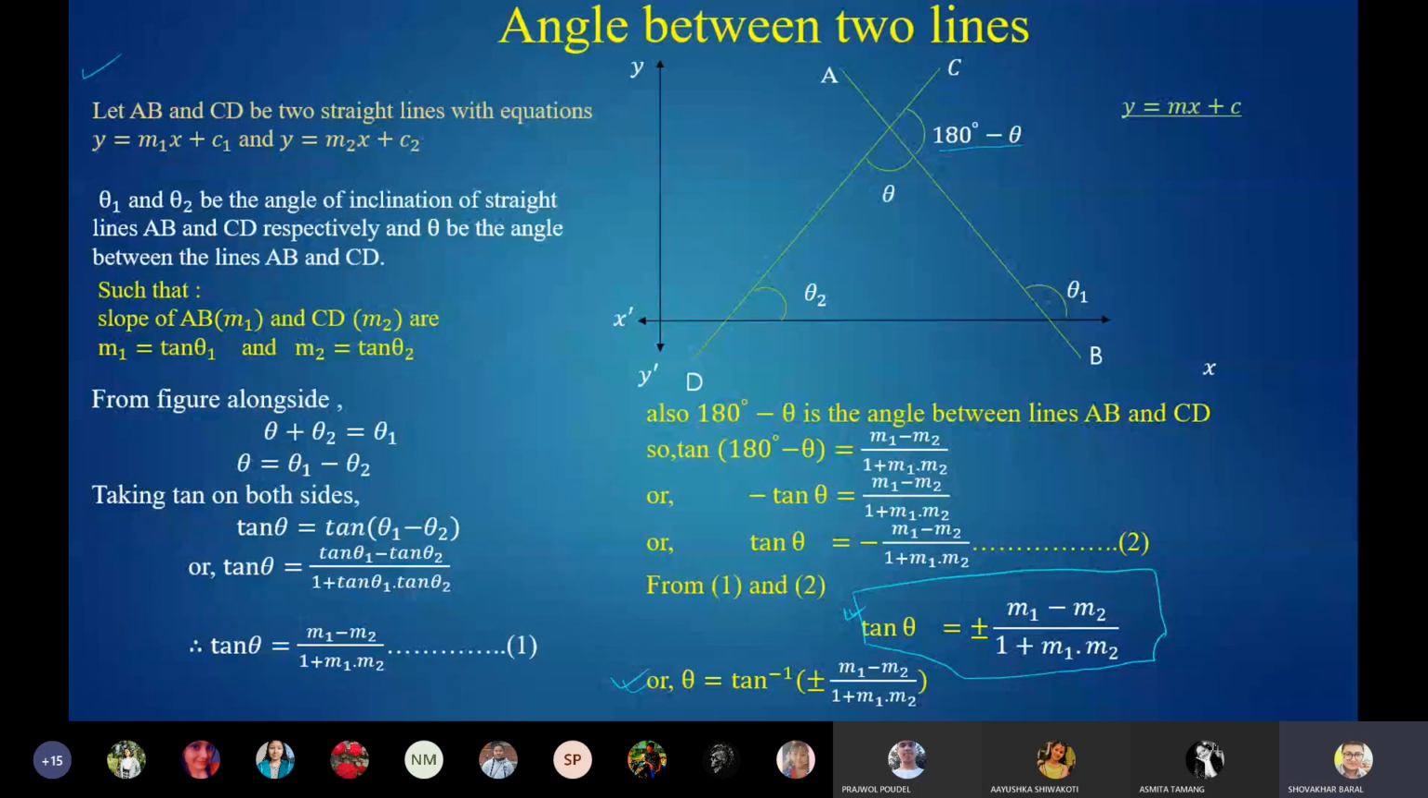Okay, just make a figure on the right side of your copy and start from here. Go on like this, and you can complete up to here. And remember this formula: tan theta equals plus minus m1 minus m2 by 1 plus m1 into m2.